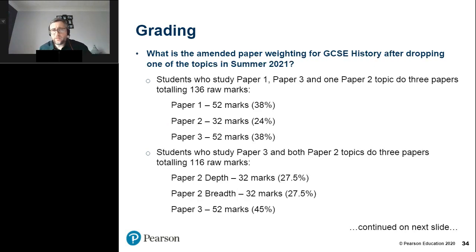Now, this is a GCSE specific question. We're getting a lot of questions from teachers about the weighting of papers now that you've dropped one of the topics, and how you add up grade boundaries and things like that. So on the screen, there are two alternative weightings depending on which paper was dropped this summer for GCSE. The top example is where students study paper 1, paper 3 and 1 paper 2 topic. And as you can see, paper 1 is 38%, paper 2 24%, paper 3 38%. The bottom example is where a student has not sat paper 1, so they've done paper 3 in both paper 2 topics.